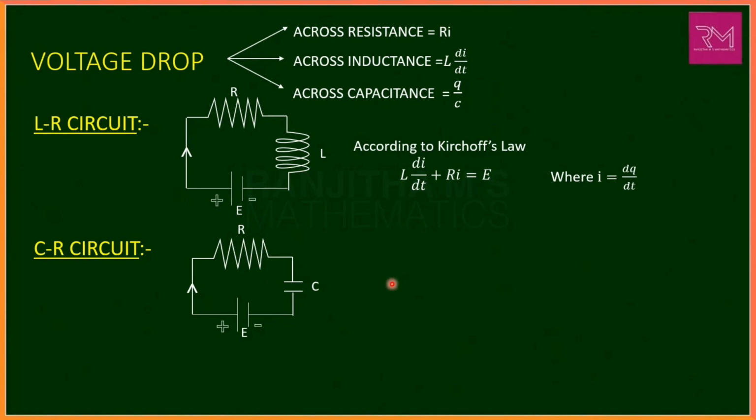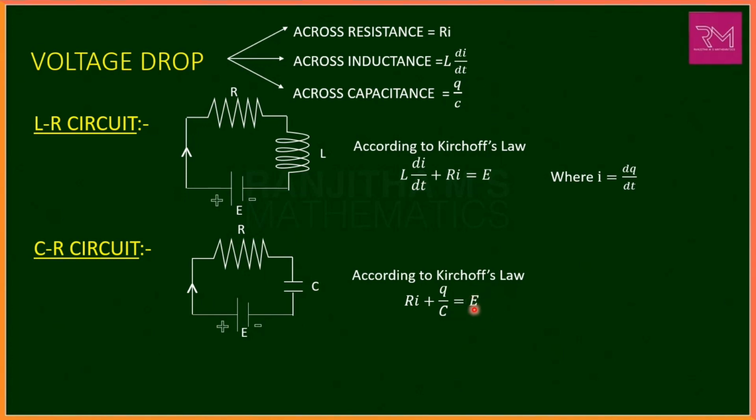Same as before, with the help of Kirchhoff's law, the differential equation for the CR circuit is given by R into I plus Q by C, which is equal to E. This is because Kirchhoff's law states that the algebraic sum of voltage drops, here voltage drop across resistance and voltage drop across capacitance, that means R into I plus Q divided by C, is equal to the resultant EMF in a circuit.